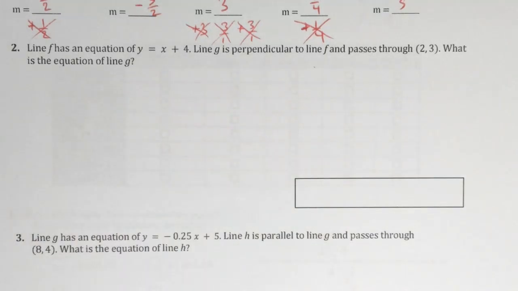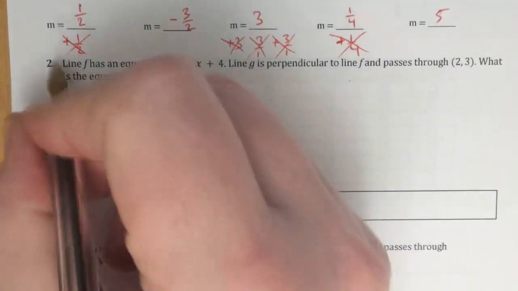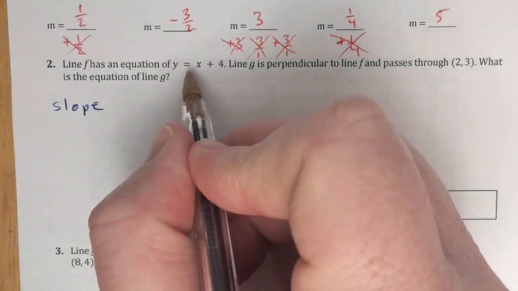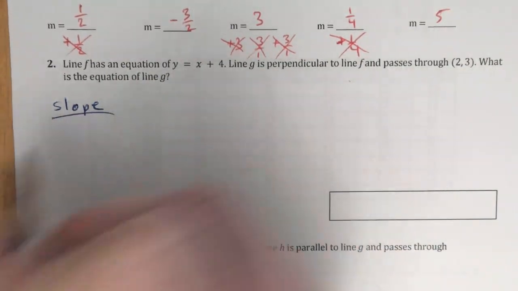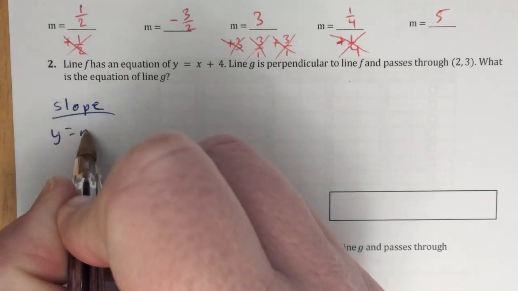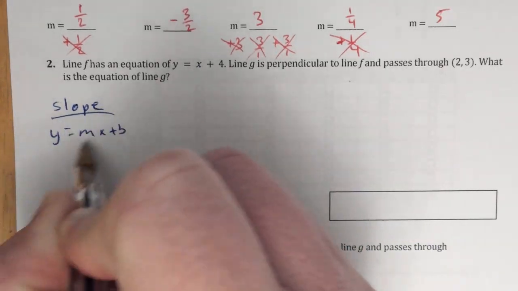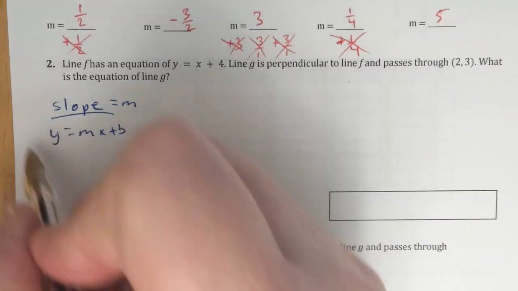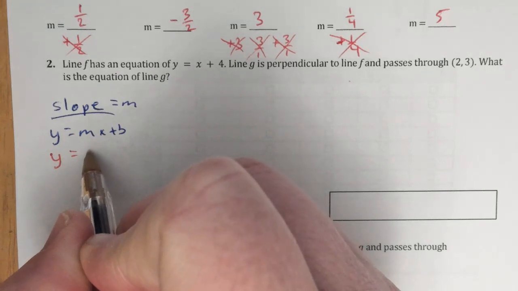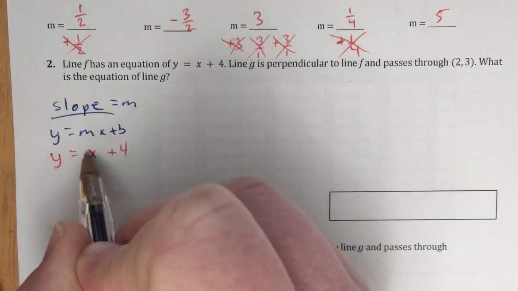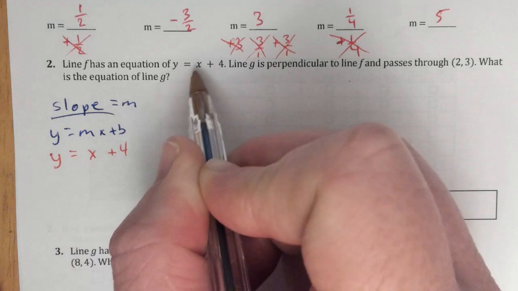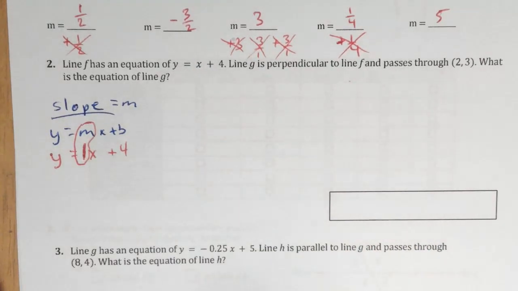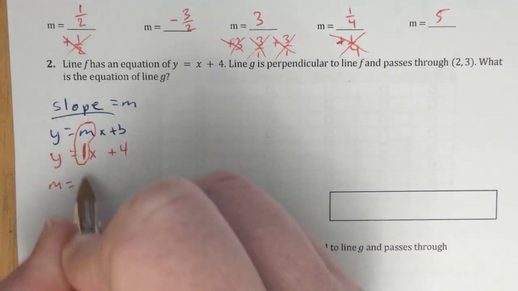So slope. The first thing, we want to talk about the slope. To find the slope, y equals mx plus b, where m is the slope. At this very second, we have y equals x plus 4. Now, there's supposed to be a number out front, so what's this invisible number out front? That's a 1. So right now, our slope is 1. So m equals 1.